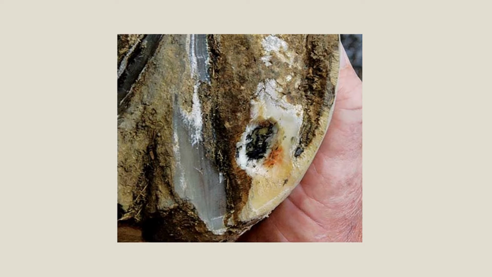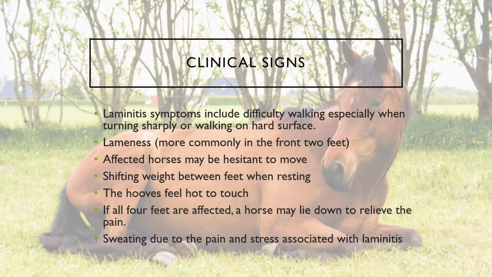Clinical signs of laminitis include difficulty walking, especially when turning sharply or walking on hard surfaces, and lameness, which is more commonly in the front 2 feet. Affected horses may be hesitant to move, shifting weight between feet when resting. The hooves feel hot to touch. If all 4 feet are affected, a horse may lie down to relieve the pain. Sweating due to the pain and stress. If a horse is not showing laminitic signs, radiographs can reveal rotation of the coffin bone.